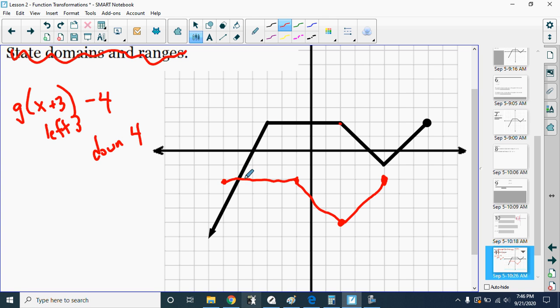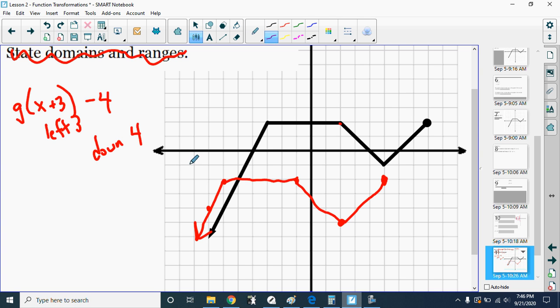And to make sure this line's correct, I'm going to take any other point on this line, probably this one right here, and translate that one left 3, down 4 also. And that is our new graph. That is g of x plus 3 minus 4.